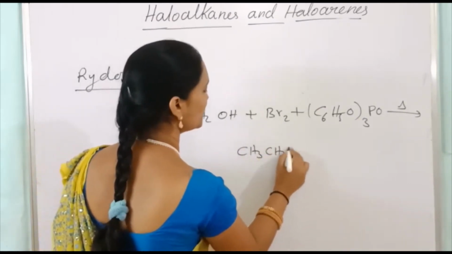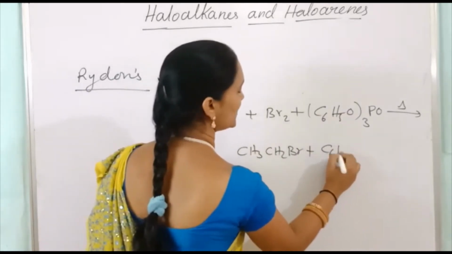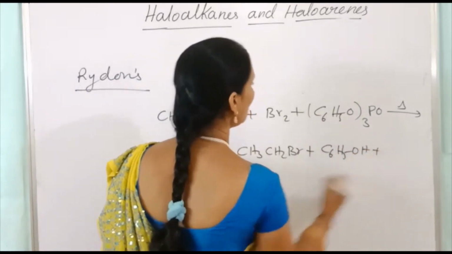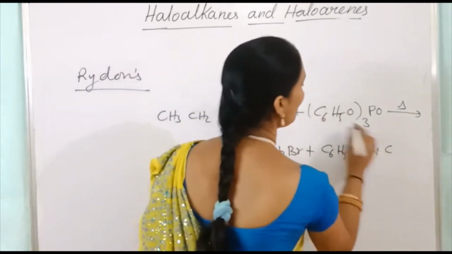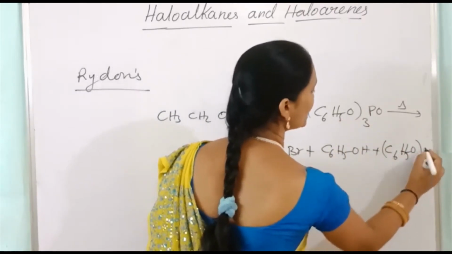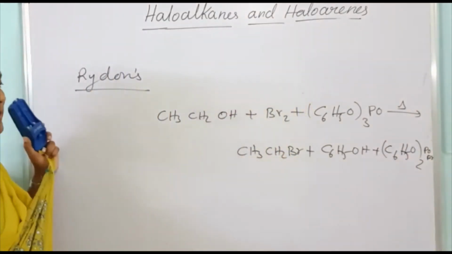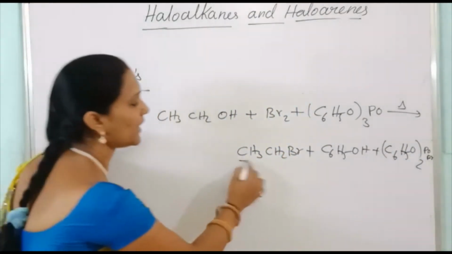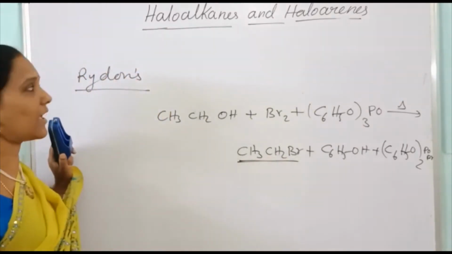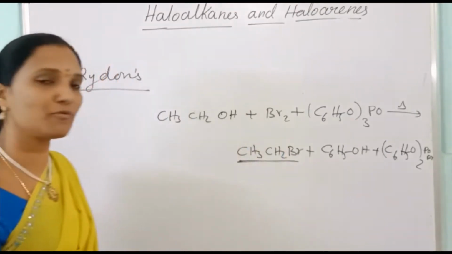CH3CH2Br plus C6H5OH, phenol, and the Br is there, so the remaining part is taken twice: (C6H5O)2POBr. Okay. So like this also we can prepare alkyl halides, by a redox process from alcohols using triphenyl phosphite.